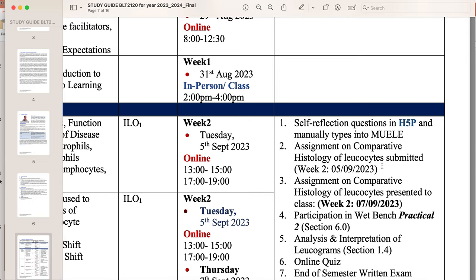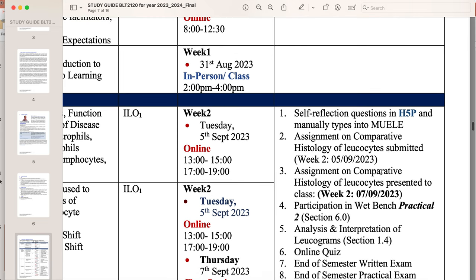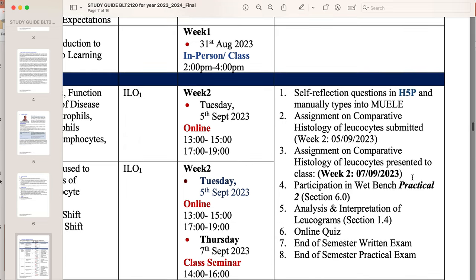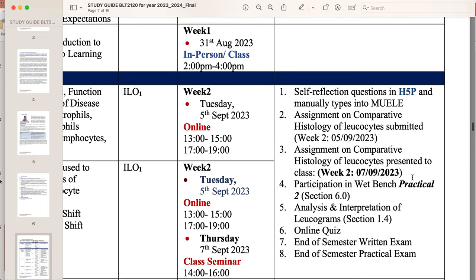They had an assignment and they had to submit it in week two by the 5th of September. They had an assignment which was to be presented on the 7th September. During this time, they are being assessed.